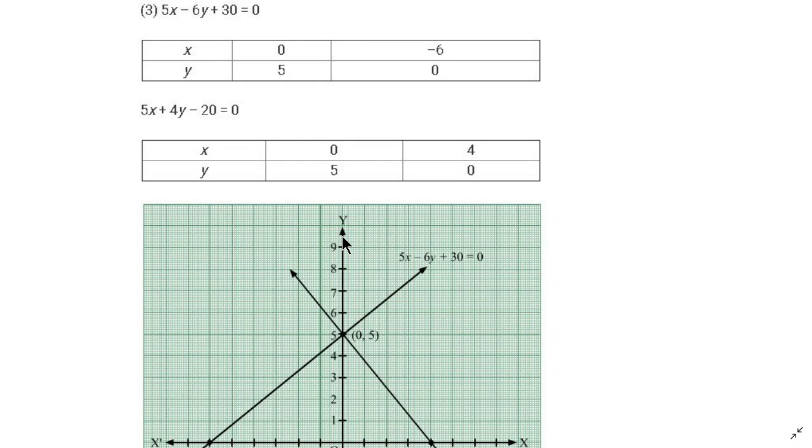Third, you can pause the video if you want to check out the answers, right?